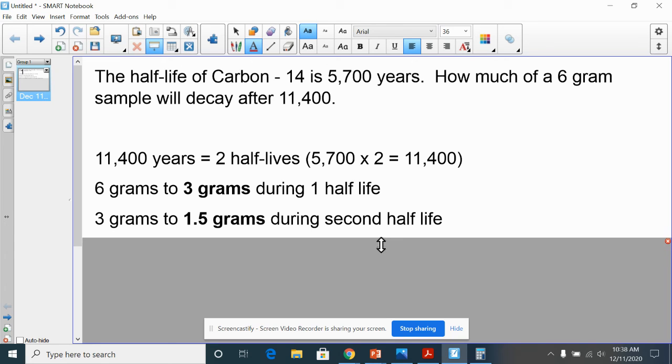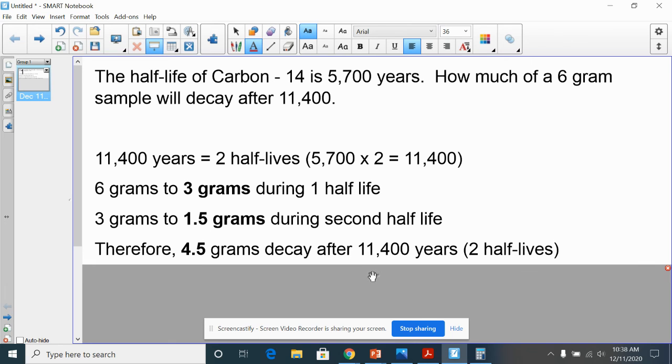So overall, during this time period of 11,400 years, during these 2 half-lives, we need to add up the amount of grams that are decaying. So how much of this is decaying? All we're going to do is add this. 3 plus 1.5 gives us 4.5. Therefore, 4.5 grams are decaying after 11,400 years, or 2 half-lives.